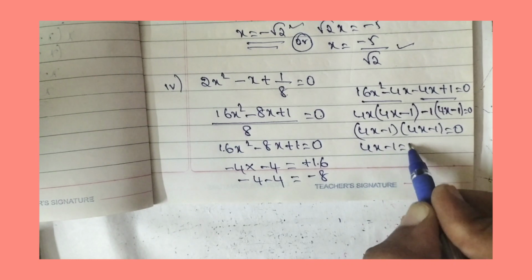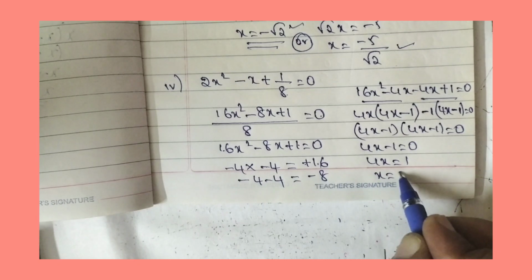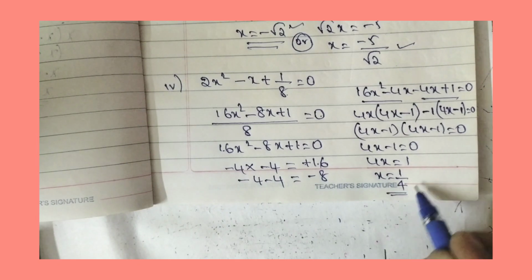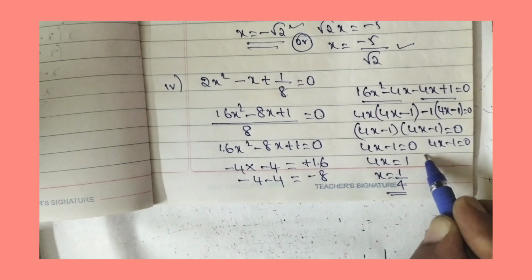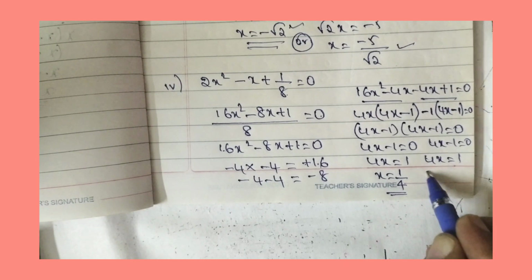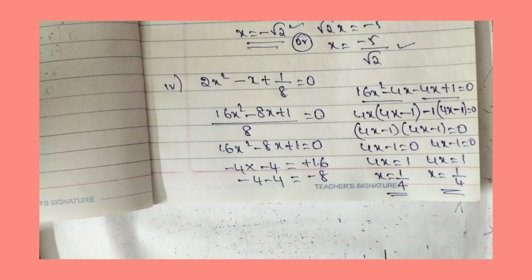So 4x − 1 = 0, 4x = 1, x = 1/4. Next, 4x − 1 = 0, 4x = 1, and x = 1/4. So like this we have to find the roots of the given quadratic equation. Now let us move to question number 5.